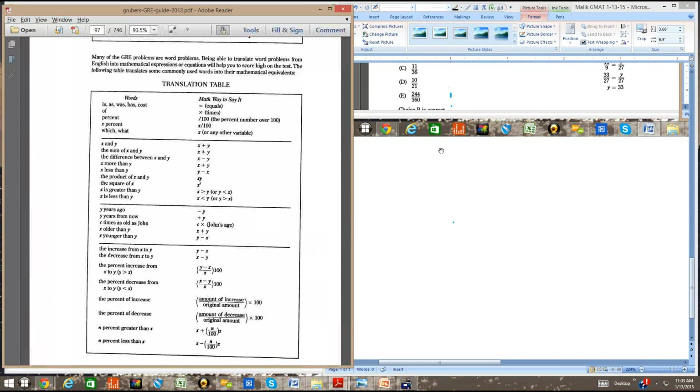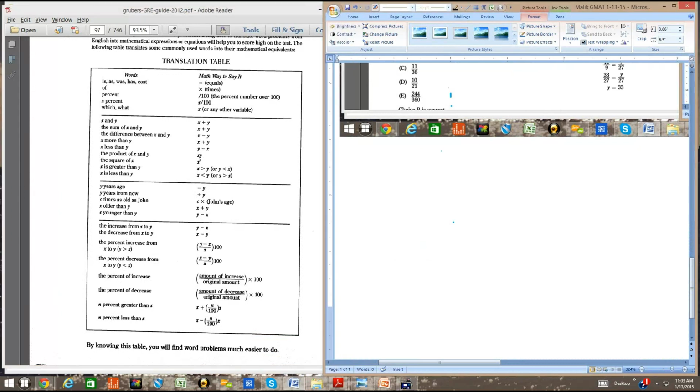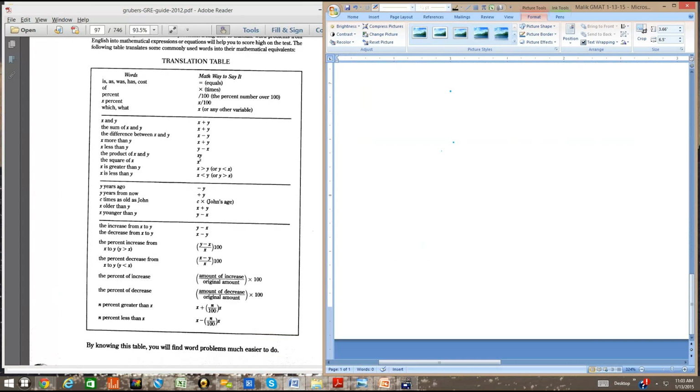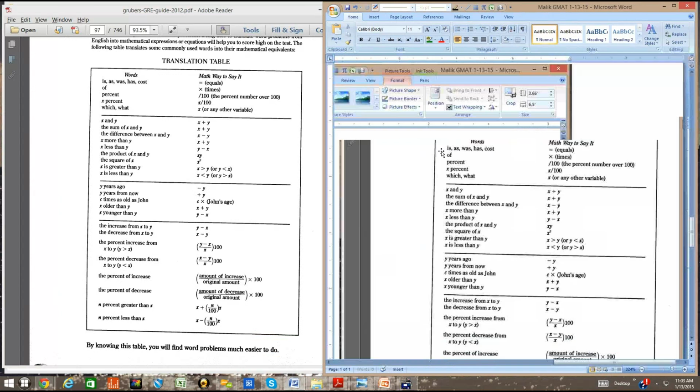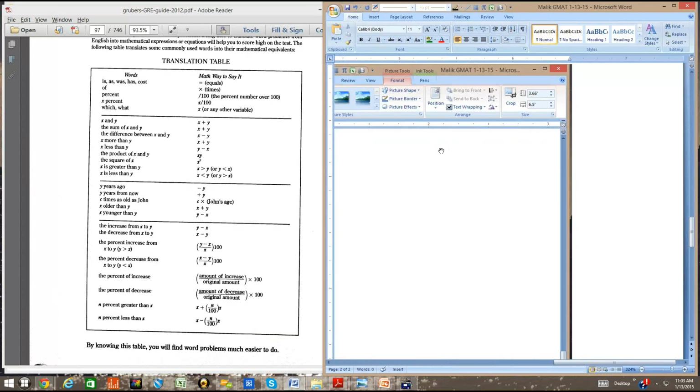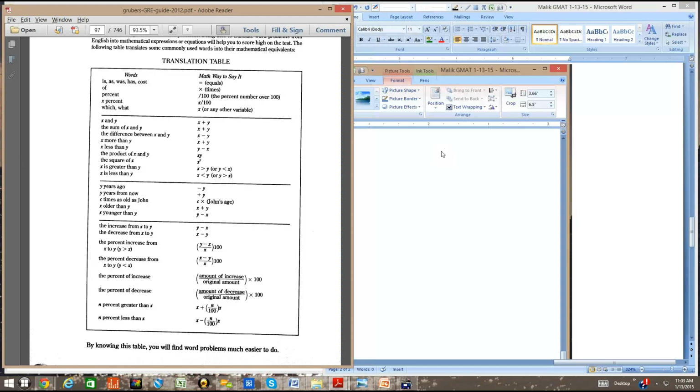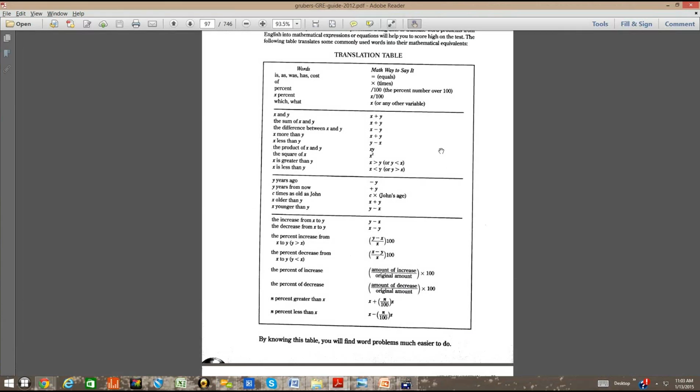This translation table is really handy because the word problems are getting pretty crazy. You probably know most of these already, but you need to know every one of these. I'll also make a copy of it and put it in your notebook. Whenever you see is, as, was, has, cost, they mean equal. Off means multiply. Percent means over 100. X percent means X over 100. Which, what means X. So I want to do a couple of problems like this right here.